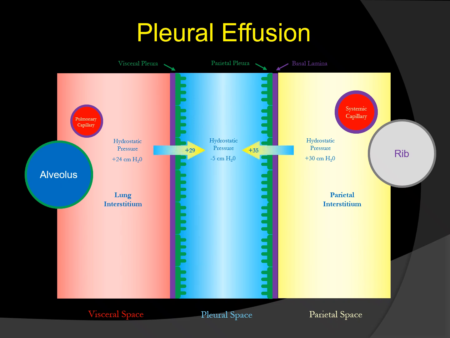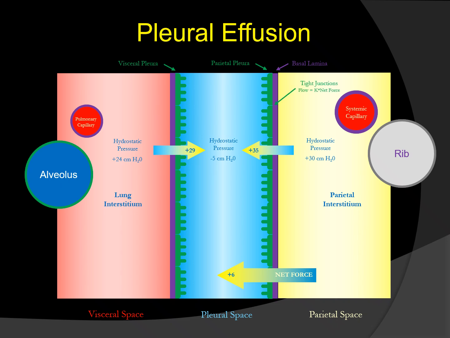This creates a gradient of 35 centimeters of water from the parietal interstitium relative to the pleural space, while the gradient from the lung interstitium relative to the pleural space is modestly lower at 29 centimeters of water. Due to the differences in these two gradients, a net gradient of 6 centimeters of water favors hydrostatic flux of fluid from the parietal pleura to the pleural space.